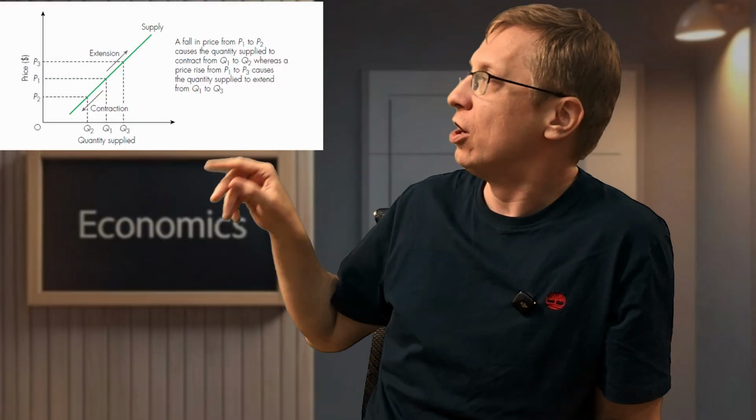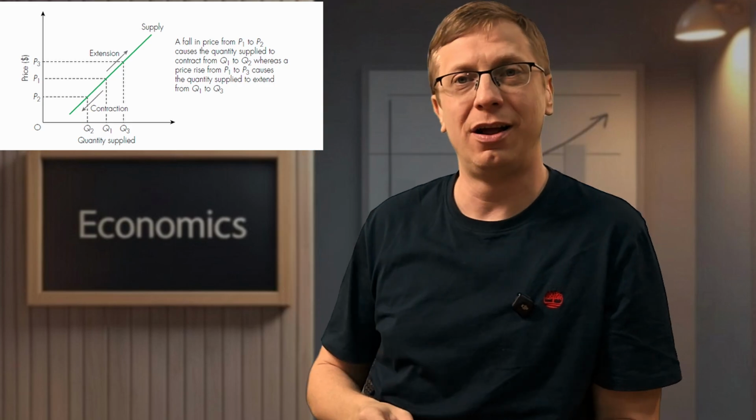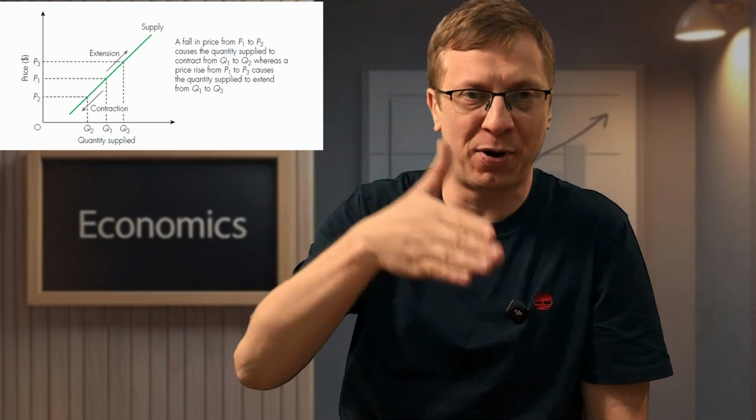Simple as that. But it's really worth noticing. This is not the same as the firm supplying a bit more because the price has increased. That would be just a movement along the curve. So in this case, an extension, yeah, or supplying less because the price decreased, then it will be a contraction. So a shift is different. It means a new level of supply for the whole market at every price, okay?